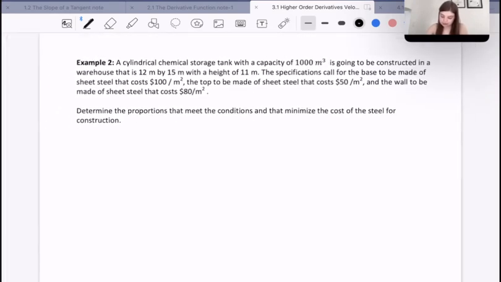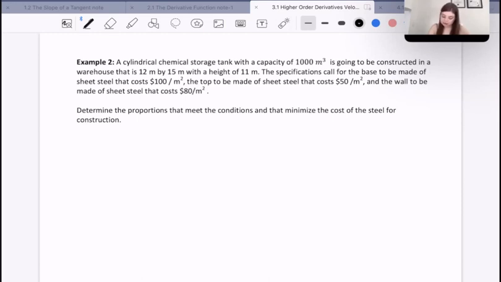Number 2 says a cylindrical chemical storage tank with capacity of 1,000 meters cubed is going to be constructed in a warehouse that is 12 meters by 15 meters with a height of 11 meters. The specifications call for the base to be made of sheet steel that costs $100 per meter squared, the top to be made of sheet steel that costs $50 per meter squared, and the wall to be made of sheet steel that costs $80 per meter squared.